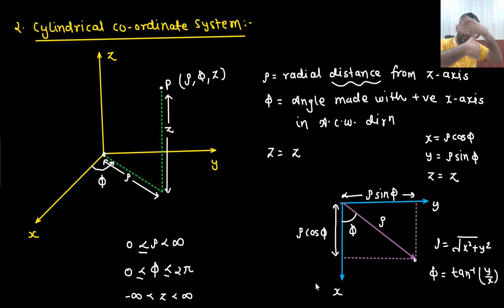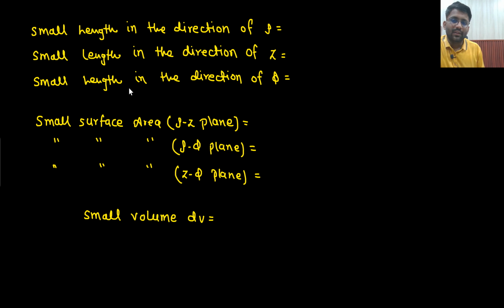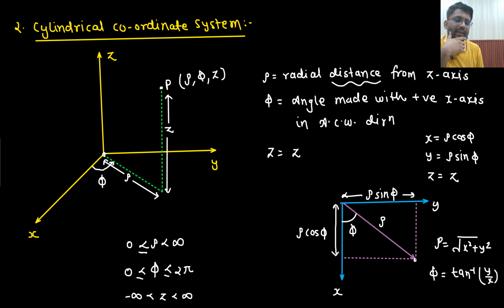This is how we came. Rho, making an angle of phi. Rho cos phi, rho sin phi, that is your x and y coordinate. I hope you are able to relate very easily and very smartly as well. Okay. Walking a small length in rho direction, what would that be? Rho is already a length, you are walking a small length in rho direction, what would that be? d rho.